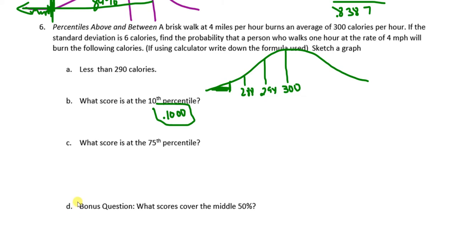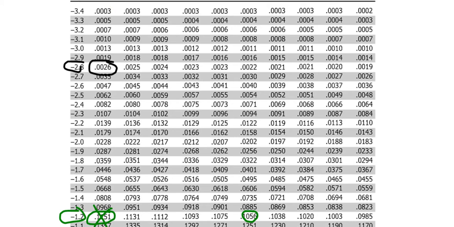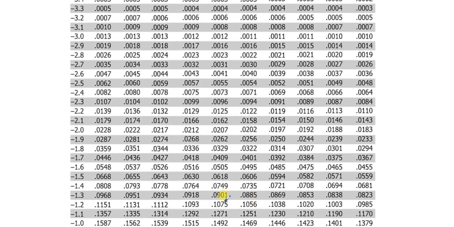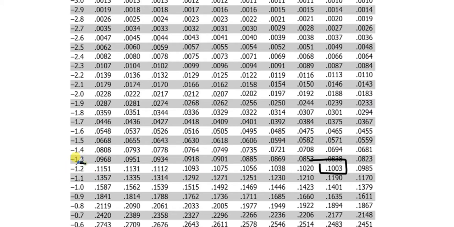So I look at my z table and find the closest one to 0.1000, 10%. Here's 1056, 1075, oh, going the wrong way, 0.1003. That's pretty darn close. And if you look up here, it's 8, and we're at negative 1.2, and then add 0.8, so negative 1.28 is our closest thing to the 10th percentile. And that's our z-score.